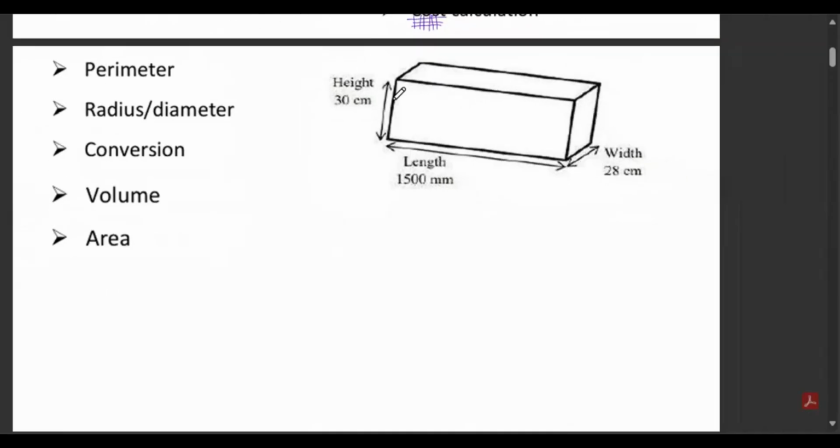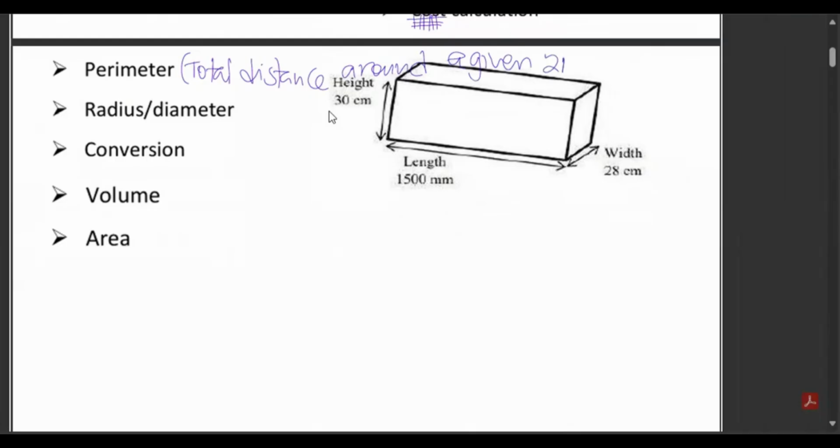When we look at these terms, what do we really need? What could perimeter stand for? We want to know that it's the total distance around a given 2D shape. 2D, two dimensions, simply meaning it has 2 faces only.